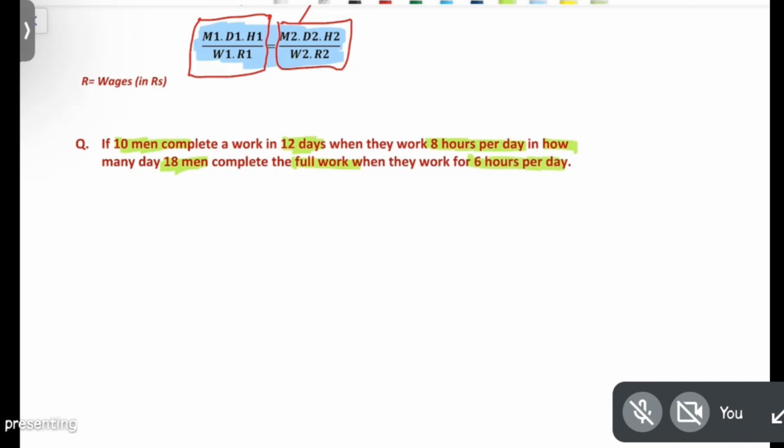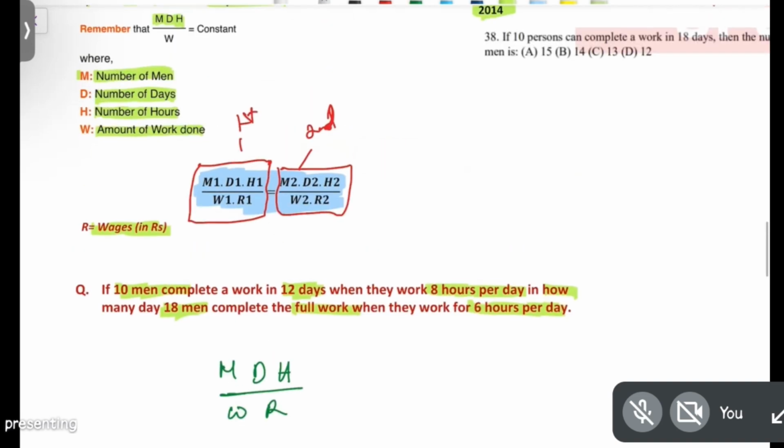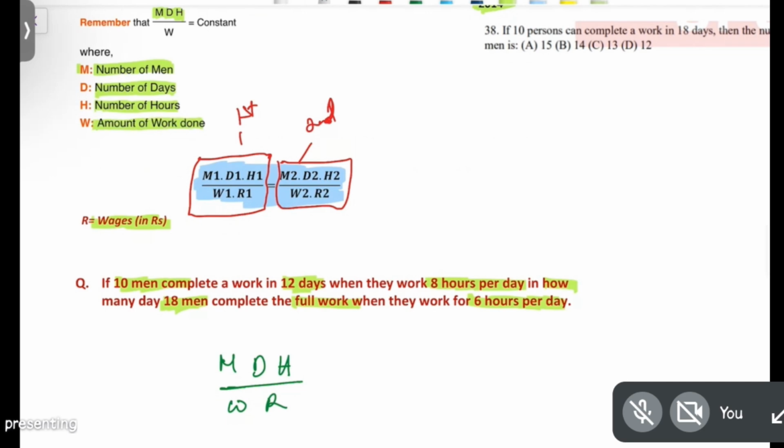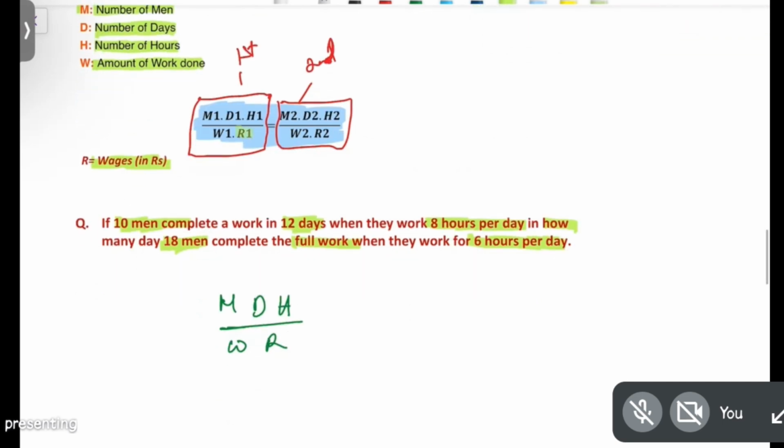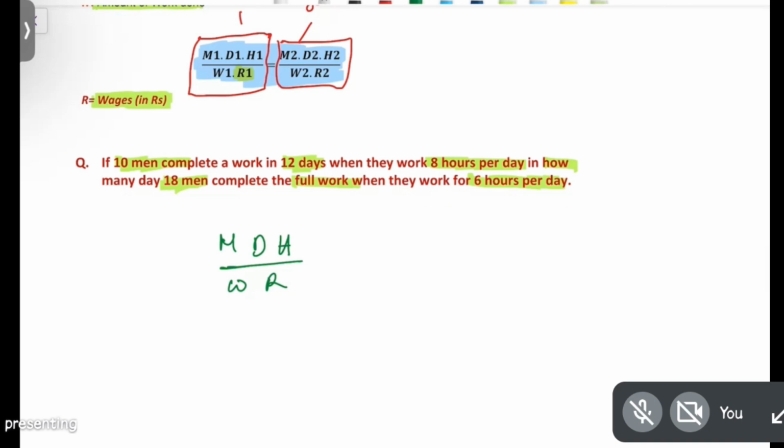That means in this case, our formula was MDH divided by W and R. Oh, R is extra, right? I made a mistake here. W is nothing but the amount of work done, or the work that needs to be done. R here represents the wages, how much they are earning. So by the formula, we have this one equal to MDH divided by W and R.